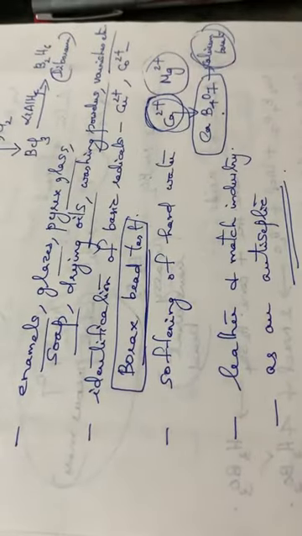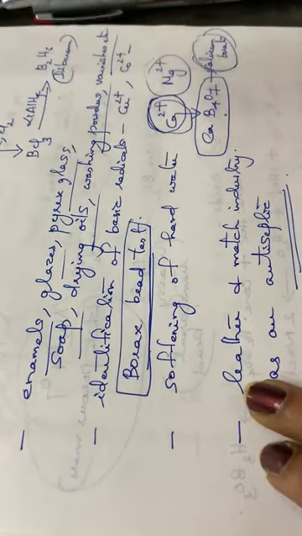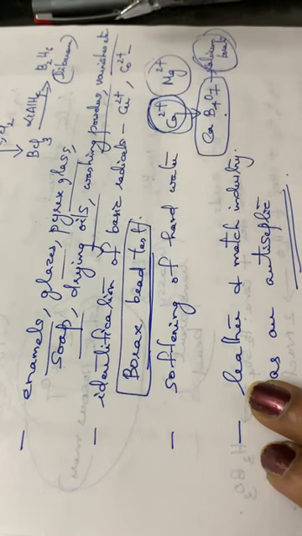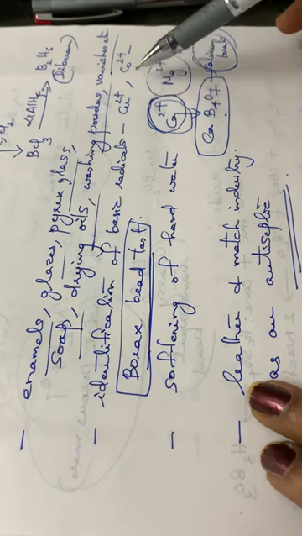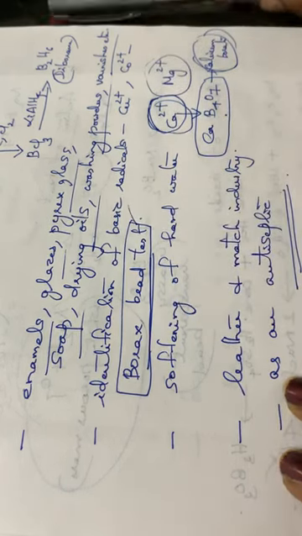I will tell you once more the uses of borax. It is used in the preparation of several boron compounds. Second, used in the manufacture of enamels, glazes, Pyrex glass, etc. Then used in the identification of basic radicals like Cu2+, Co2+, etc., and the test is called the borax bead test.